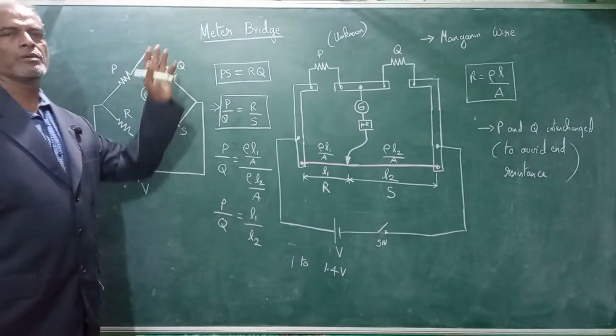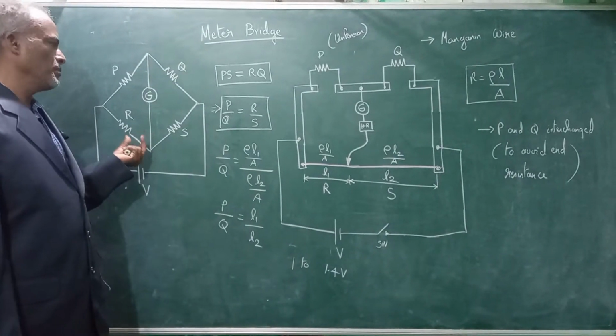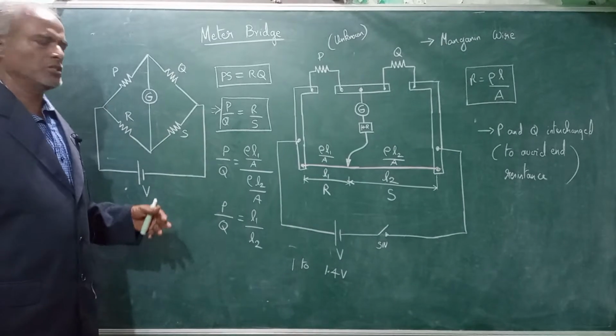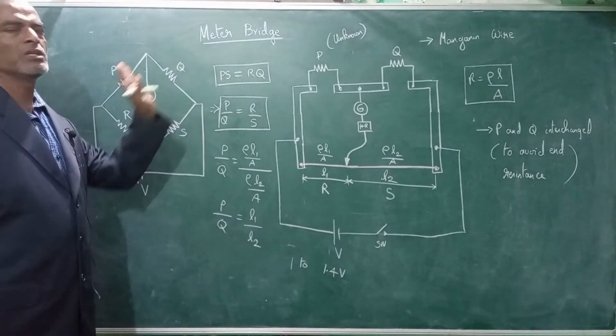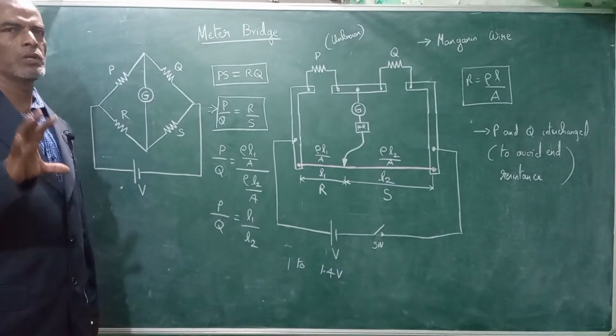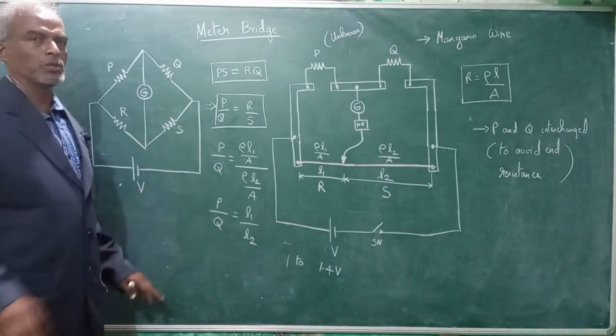Okay, today's topic is about meter bridge. So meter bridge is very similar to Wheatstone bridge. Both the bridges are almost the same. The only difference is that with a meter bridge we can measure very small resistance. That's the only advantage. So first I will give a brief introduction of Wheatstone bridge.